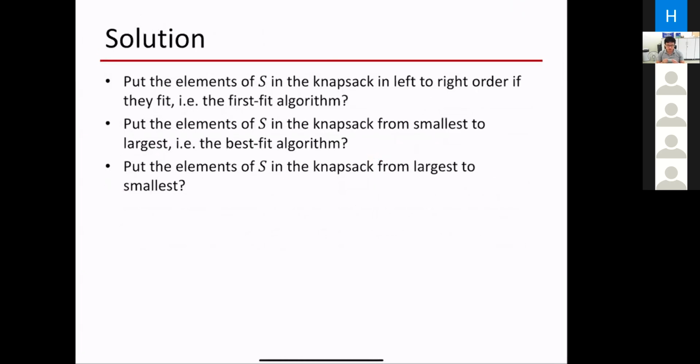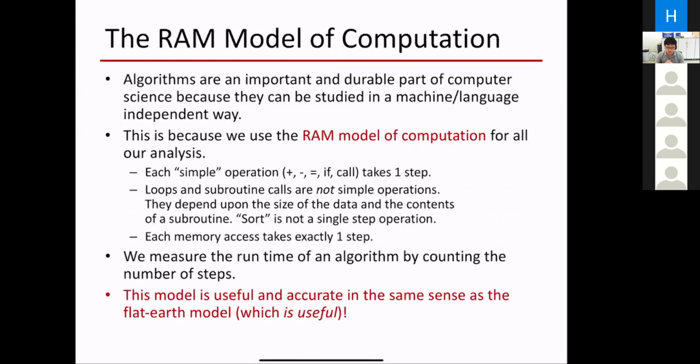The solution is put the elements in the knapsack in left to right order if they fit. That we call the first fit algorithm. Is it gonna work? Nah. So put the elements in the knapsack from smallest to largest. We call the best fit algorithm. Is it gonna work? Nah. So put the elements in the knapsack from largest to smallest. Is it gonna work? No. We should have some strategy in the algorithm, right? Like we just did before.